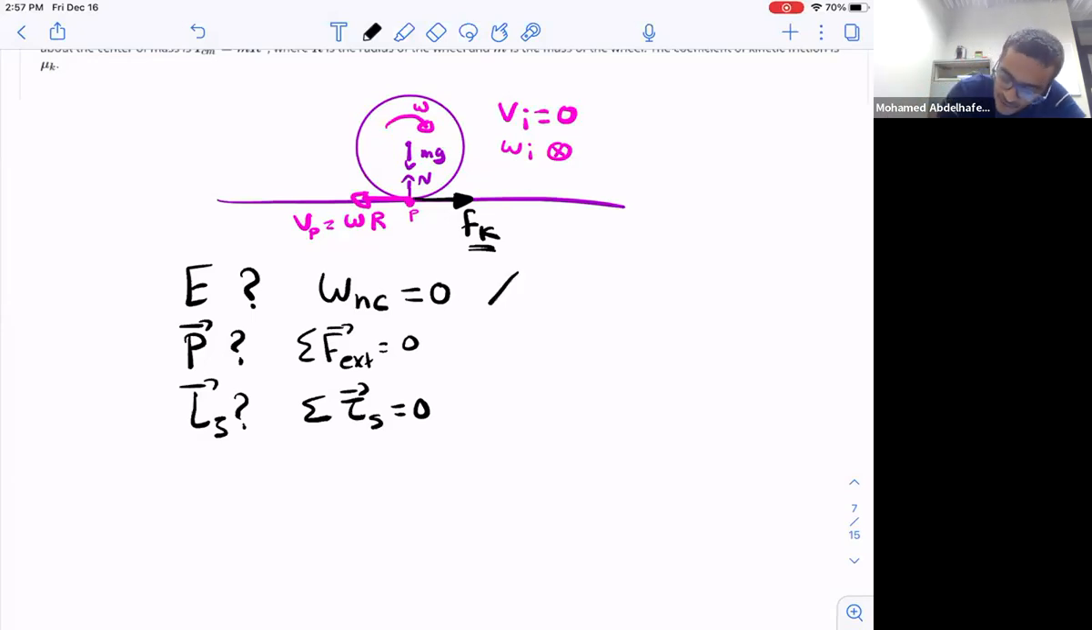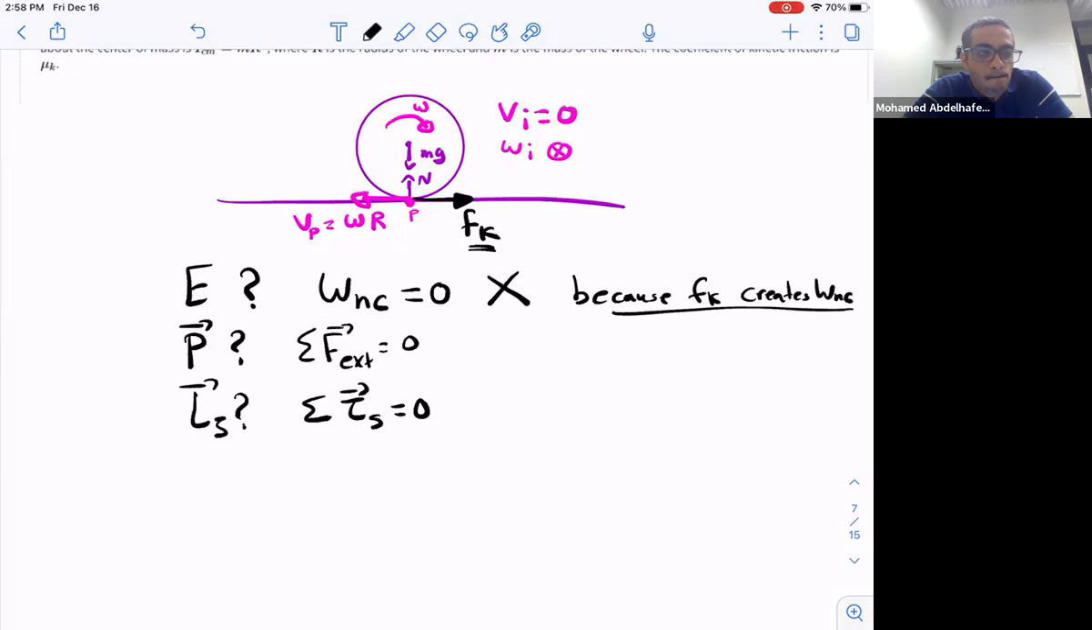As this is going forward, there is kinetic friction forward because the contact point is not addressed. So we cannot use this because Fk is the main force that creates non-conservative work. So energy is not conserved. The force of kinetic friction dissipates energy. It's a non-conservative work. So we're not using energy. Is this clear? Any questions?